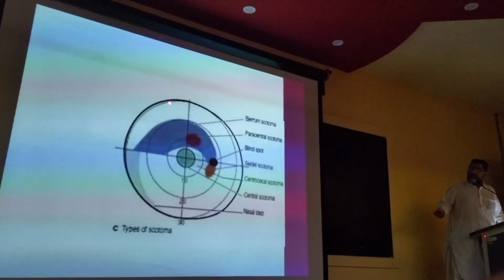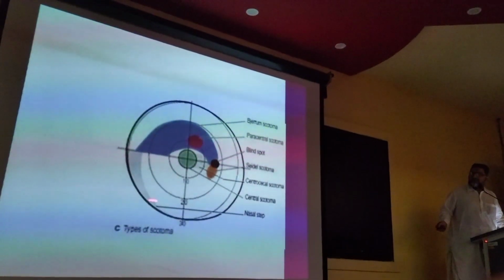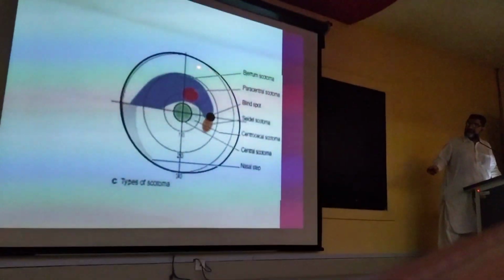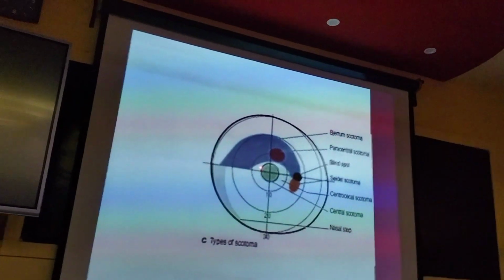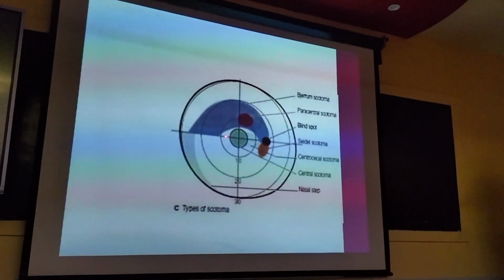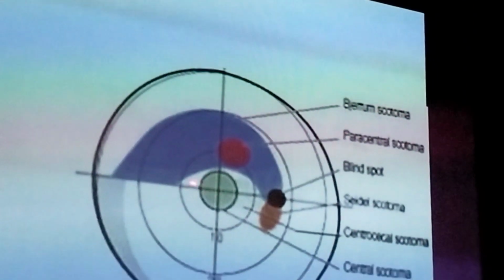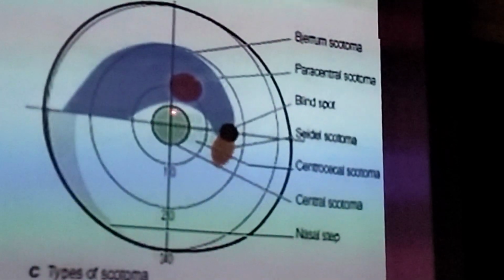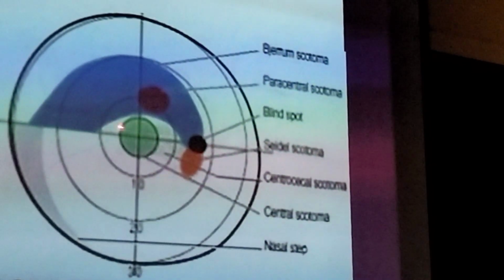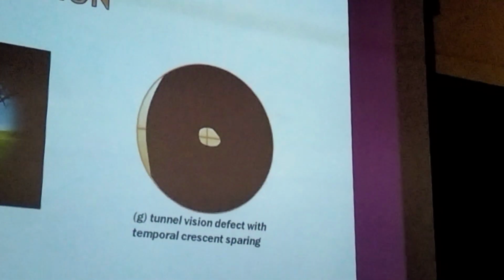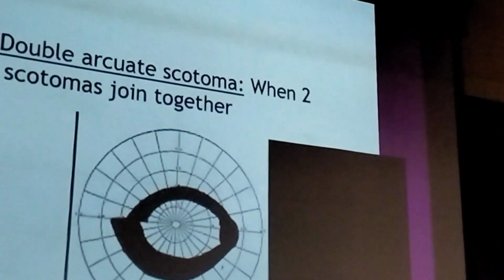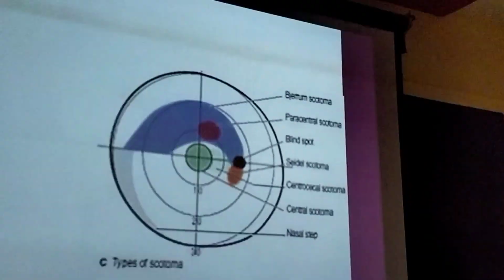This picture is showing all the field defects. This is the central point of fixation. This is the physiological blind spot. Nasal step will be on the nasal side of this central point of fixation. ये जो central point of fixation है, इसके nasal side पे ये nasal field defect होता है. ठीक है.